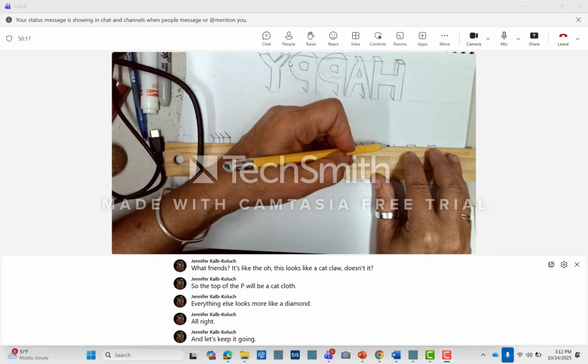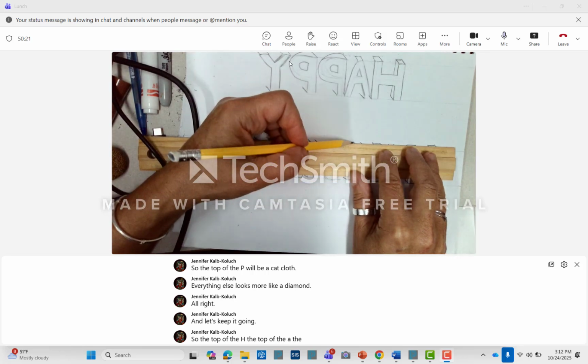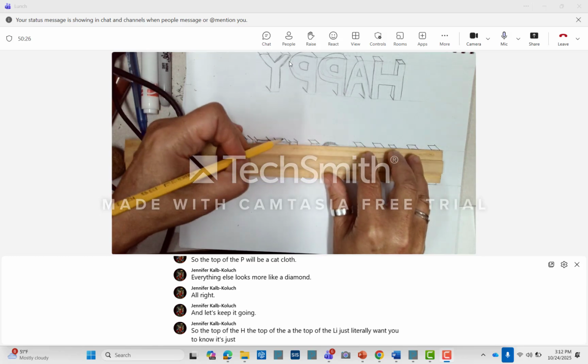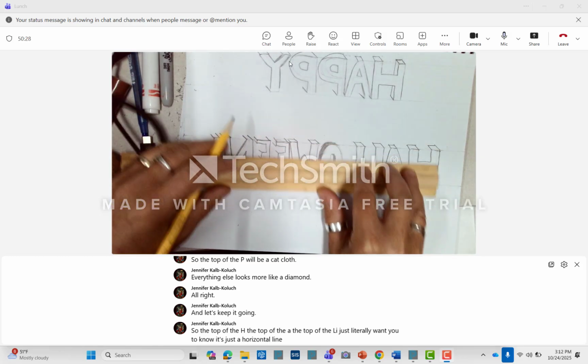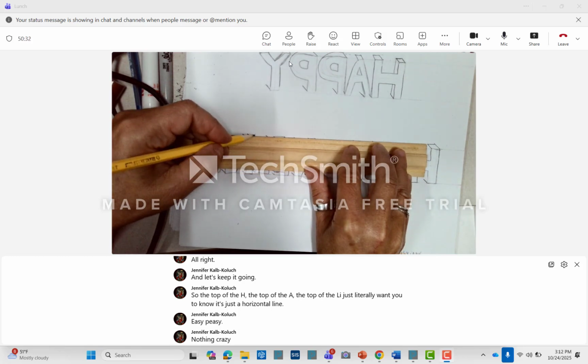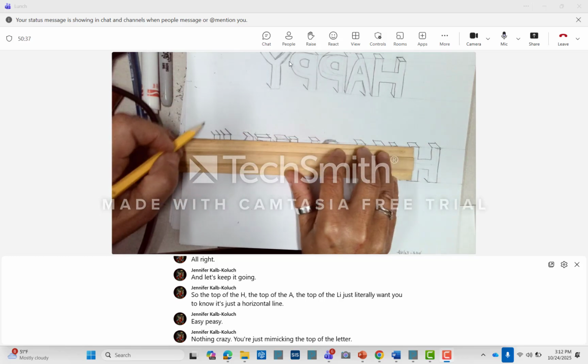So the top of the H, the top of the A, the top of the L. I just literally want you to know it's just a horizontal line. Easy peasy. Nothing crazy. You're just mimicking the top of the letter, which goes straight across.